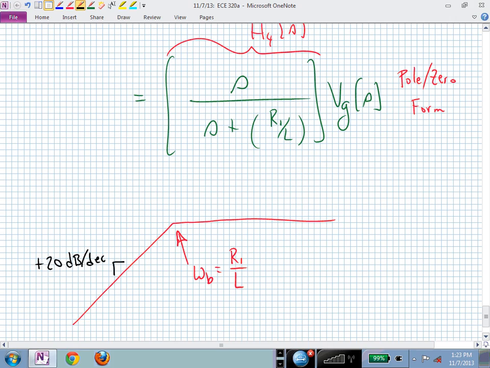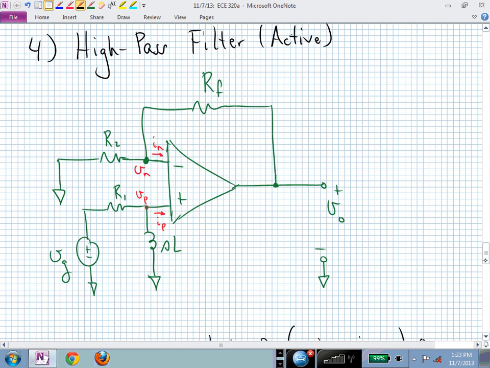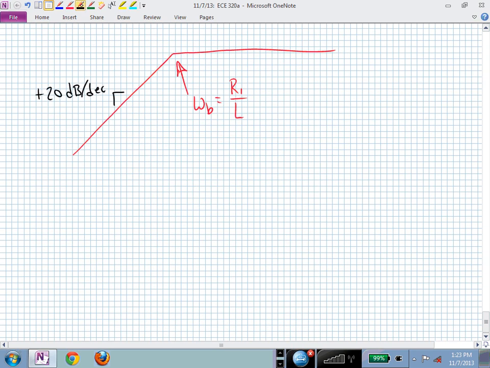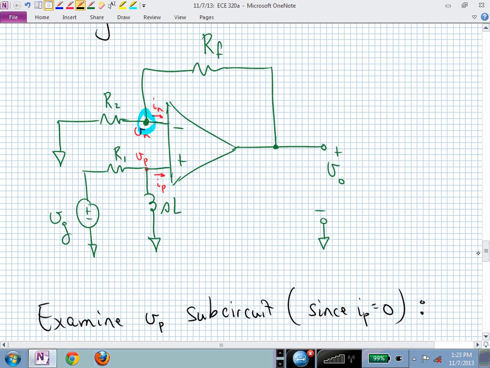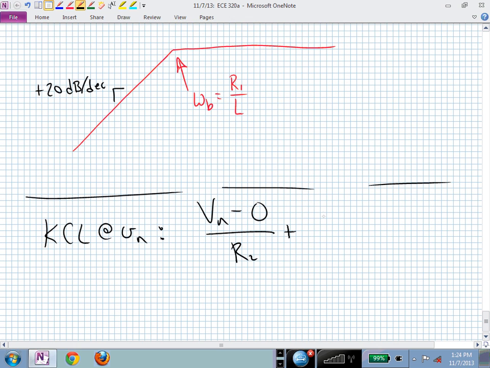Now, let's connect this up. This is one part of this overall circuit. Now we need to connect this up. Let's do a KCL right there, and then we'll tie it all together because we know V sub n and V sub p are the same if our op amp is ideal and with negative feedback. We haven't saturated things. So now we're ready to connect up that left-hand corner high-pass filter behavior with the rest of the circuit by performing KCL at V sub n. At V sub n, we have V sub n minus 0 over R sub 2, plus V sub n minus V sub 0 over R sub f, equaling 0.